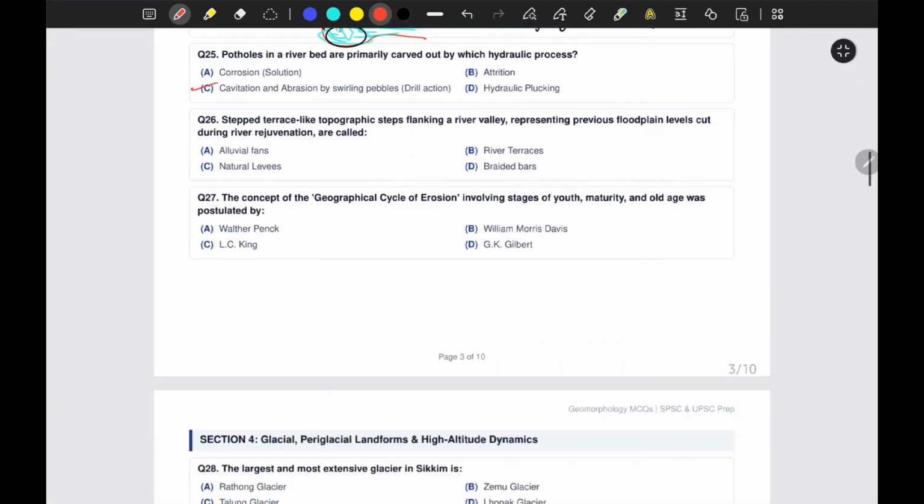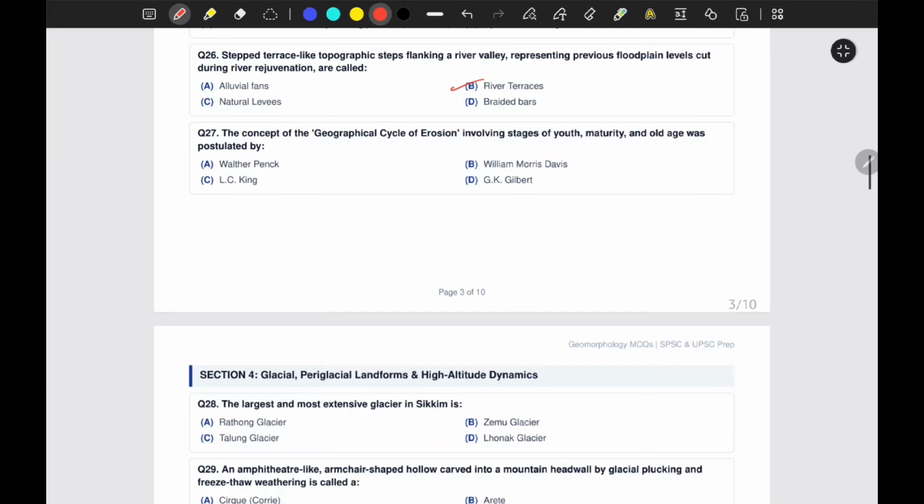Question number 26. Stepped terrace-like topography, steps flanking a river valley representing previous floodplain levels cut during rejuvenation, are called river terraces, braided bars, alluvial fans, or natural levees. The correct answer is river terraces.